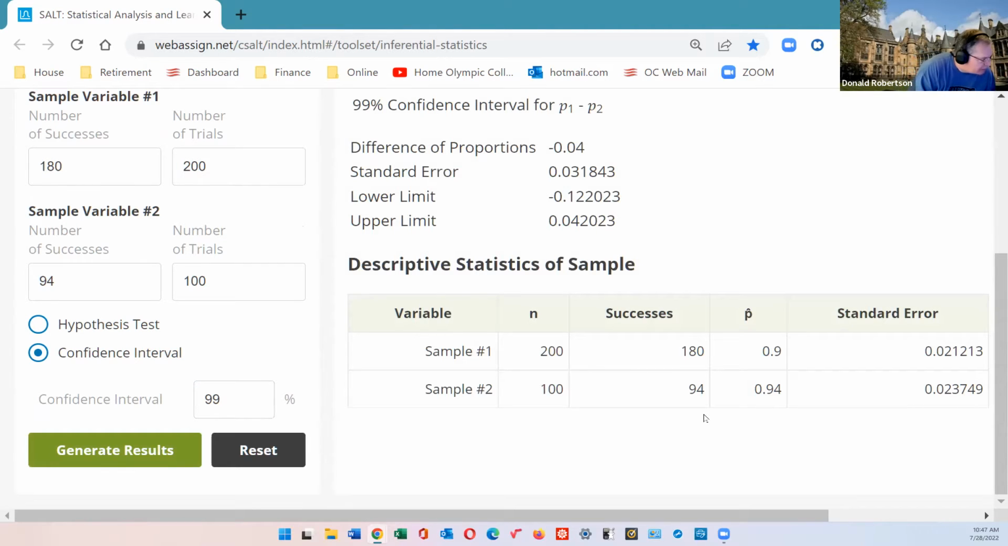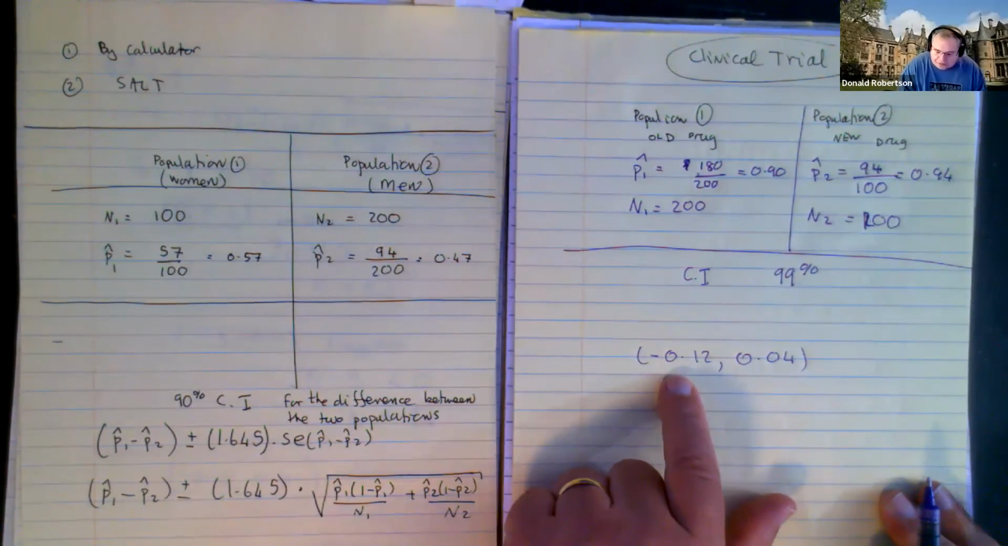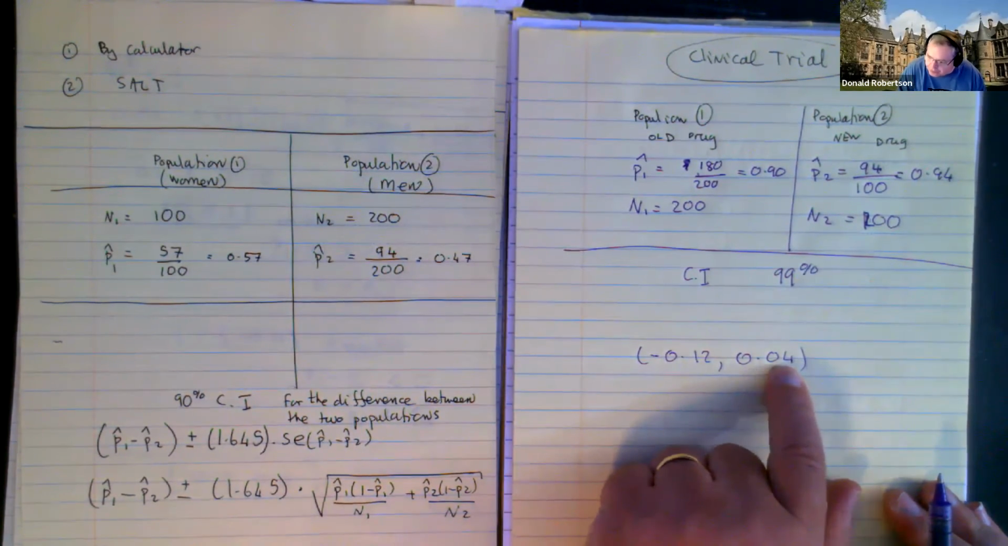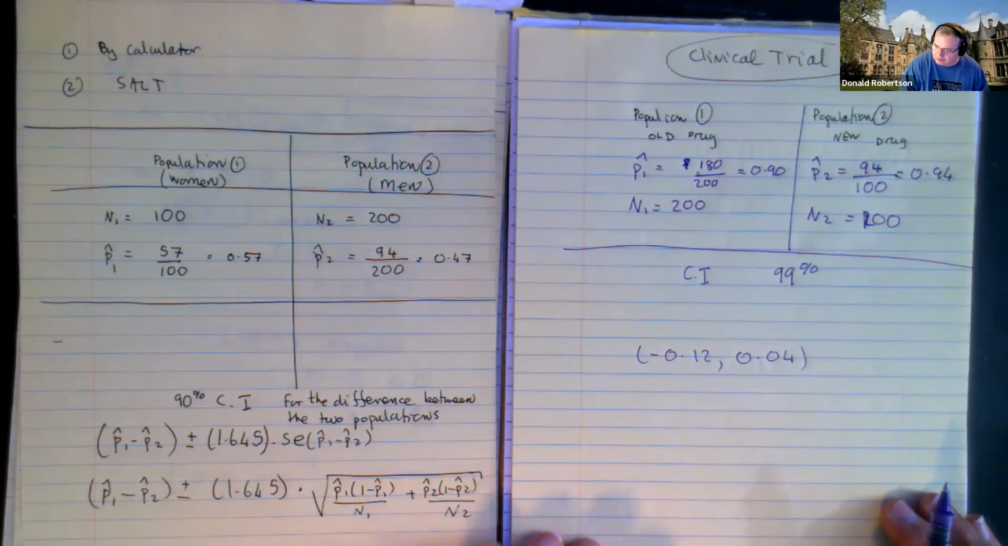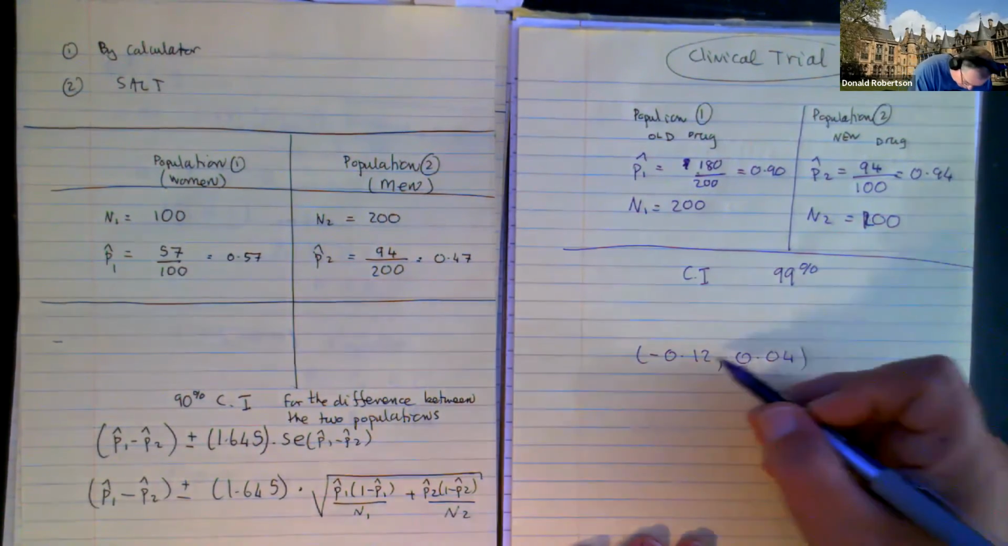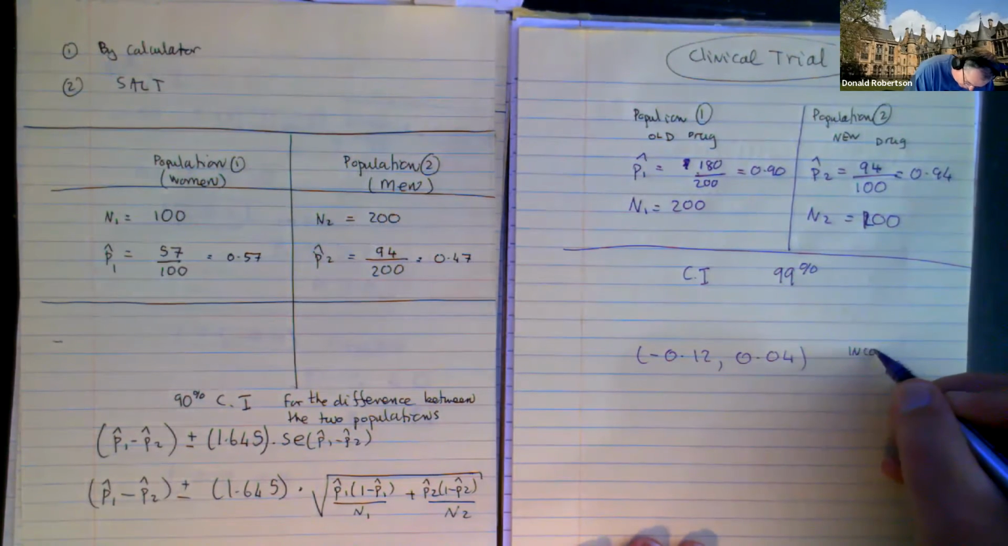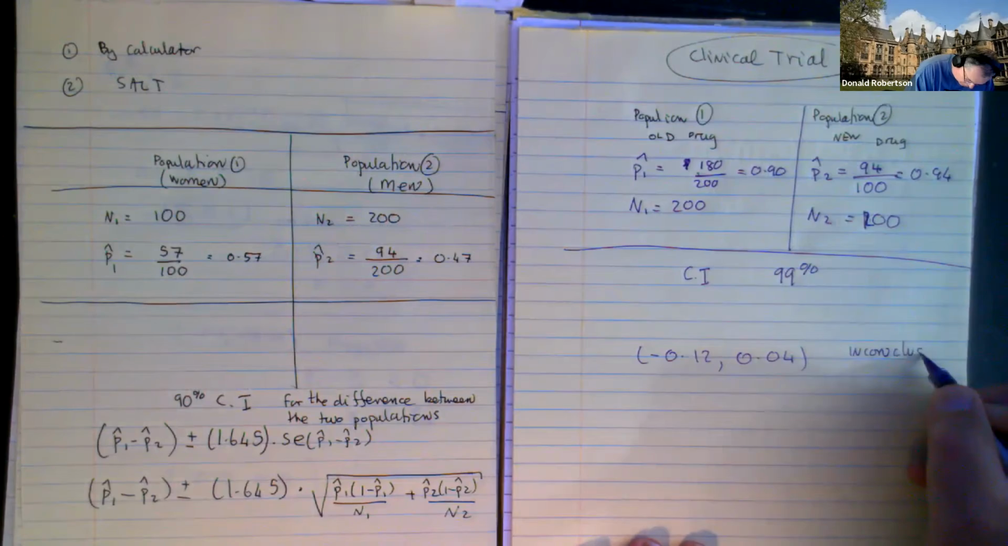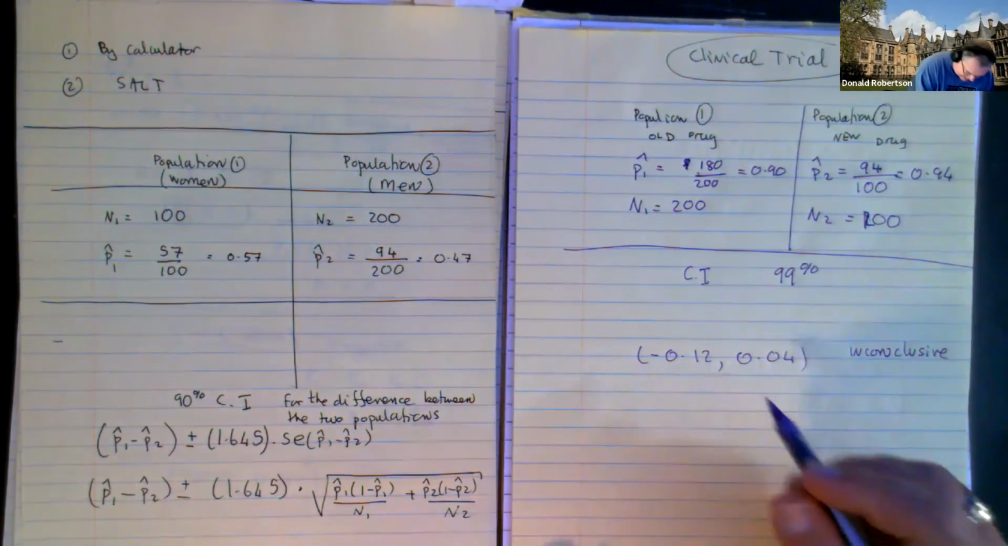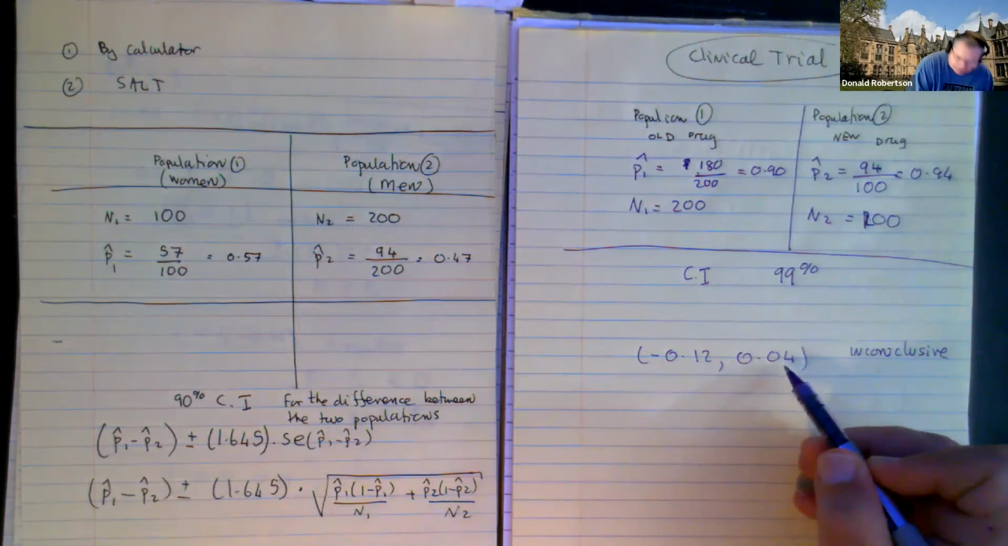Now, if you look at this, do you see it's negative 0.12 up to positive 0.04? So let me go back to the white screen and see how we would interpret what we've just found. Doesn't this interval have negative numbers and positive numbers? Agreed? Negative and positive. Whenever you have an interval like that, it is inconclusive. Any one of these numbers from here to here could be the right answer.